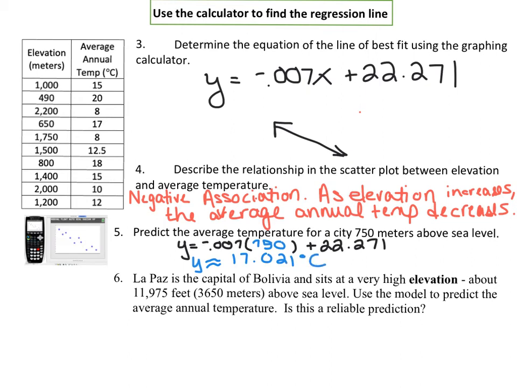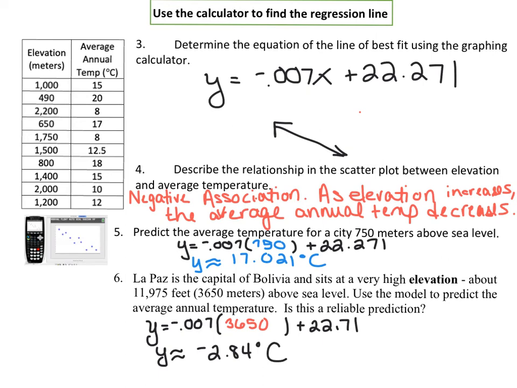Finally, 6 says La Paz is the capital of Bolivia and sits at a very high elevation, about 11,975 feet or 3,650 meters above sea level. Use the model to predict the average annual temperature, and then is this a reliable prediction? So to make my prediction, I just plug in the 3,650. And I get approximately negative 2.84 degrees Celsius. So that's very cold. But then the next question is, so how reliable is this prediction?